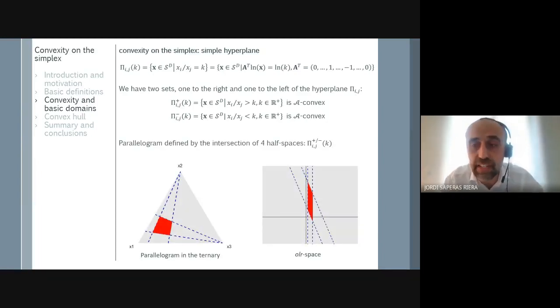Here we have an example where we define a parallelogram in the simplex as the intersection of four affine half spaces. To see that the red region of the simplex is a parallelogram, we can move to OLR coordinates space.